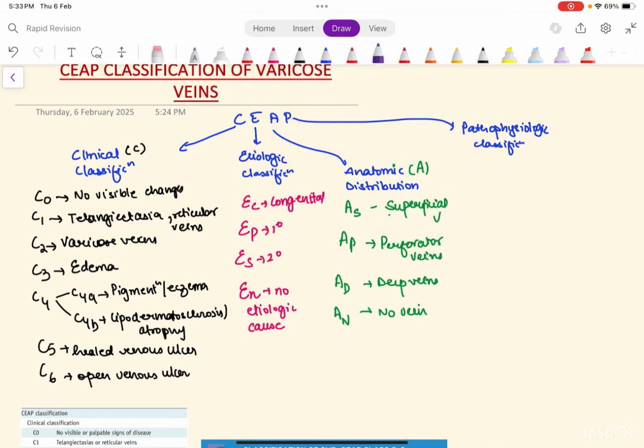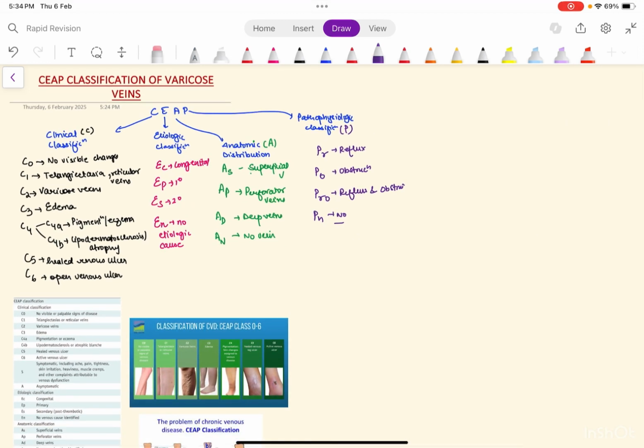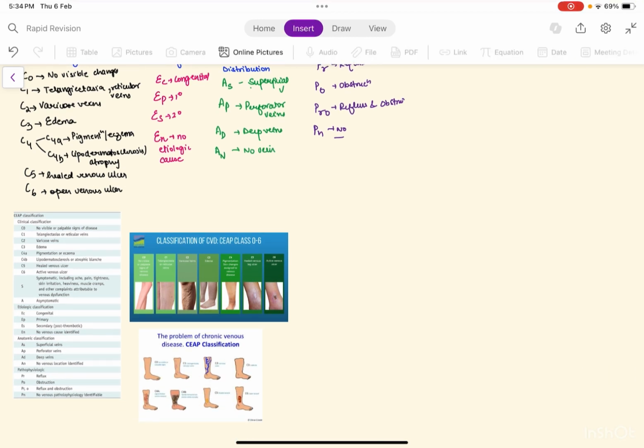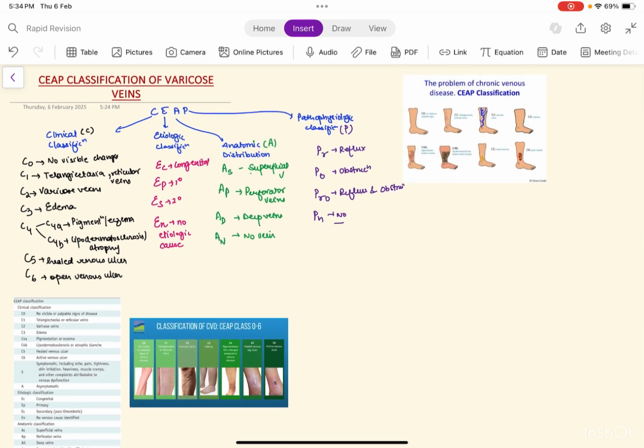All right, then pathophysiologic. Now in pathophysiologic, basically P. So you just have to remember two things. All right, so either it can be reflux, or it can be obstruction, or it can be reflux and obstruction, and then no pathophysiology can be seen. So now let's talk about the photograph, through which we can basically just learn nicely.